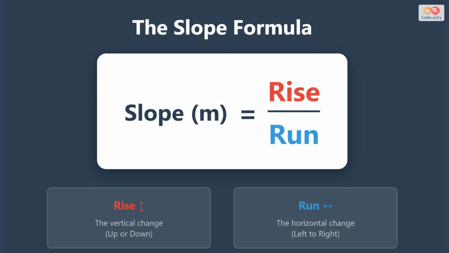To calculate slope, we use a simple ratio. Slope, often represented by the letter m, is equal to the rise divided by the run. The rise is the vertical change, meaning how much the line goes up or down. The run is the horizontal change, meaning how far the line goes from left to right.